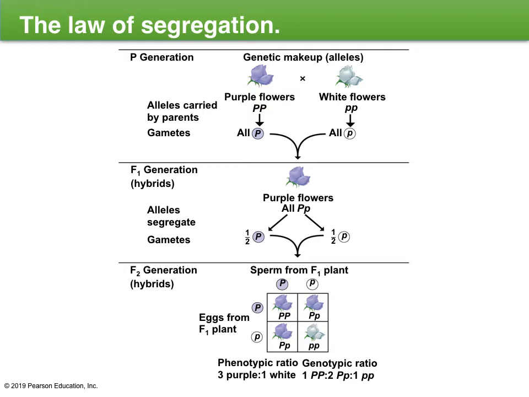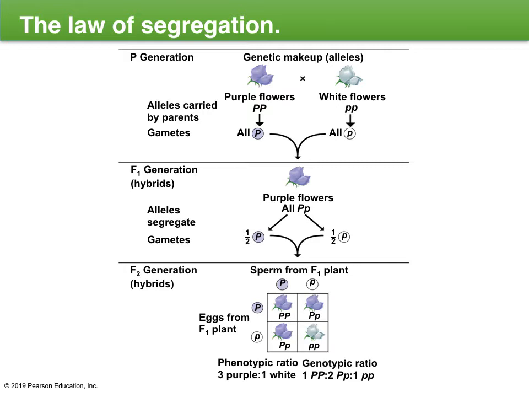So if you look at the F2 generation here, the phenotypic ratio is 3 purple flowers to 1 white flower, right? So phenotypic ratio, 3 purple to 1 white. But the genotypic ratio is not the same. You're going to have 1 homozygous dominant, one homozygous recessive, and two heterozygous individuals.